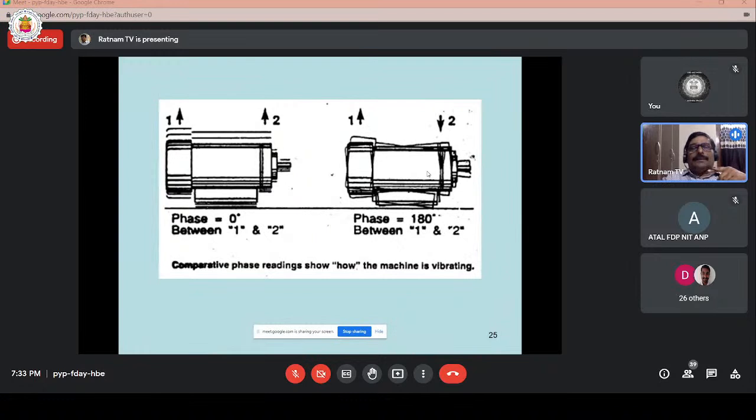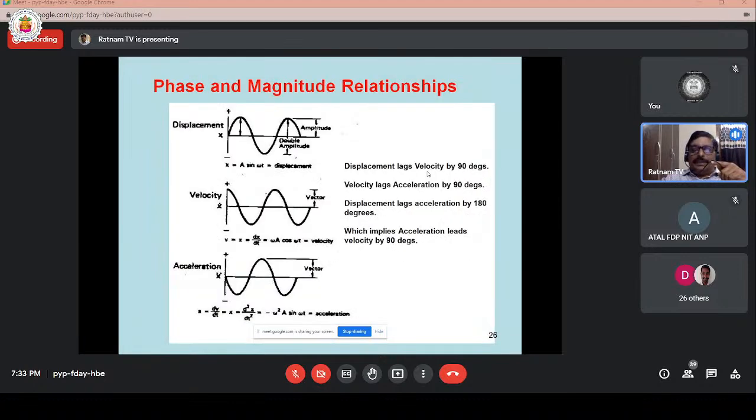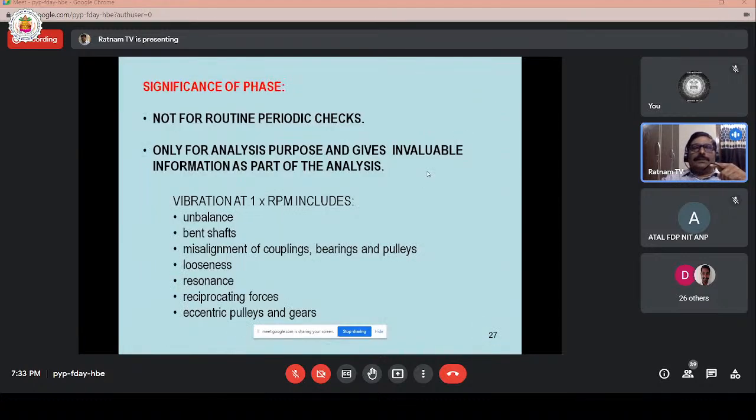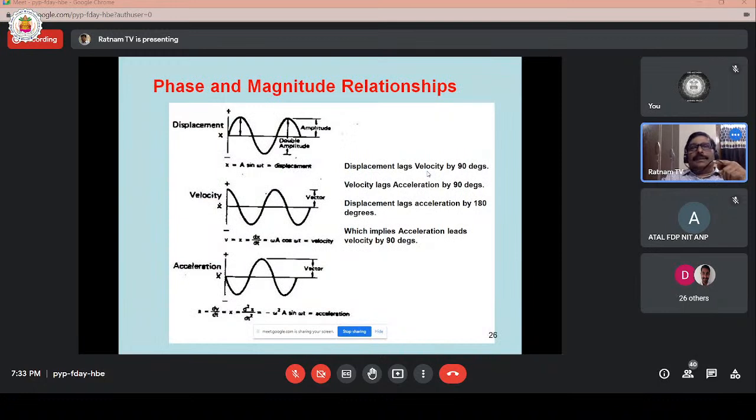So this phase information is useful in finding misalignment and imbalance in machinery faults. This is the phase relation, and the phase and magnitude relationship. Displacement lags velocity by 90 degrees. Velocity lags acceleration by 90 degrees, and acceleration leads displacement by 90 degrees. So you can observe this.